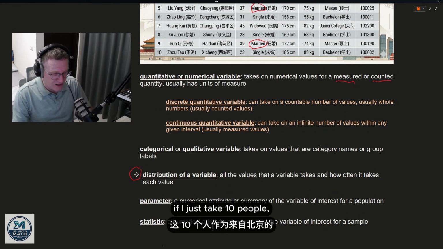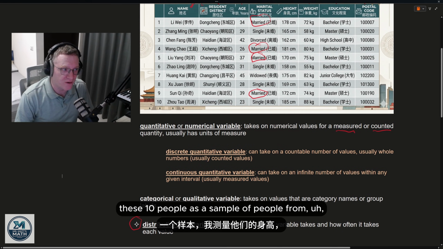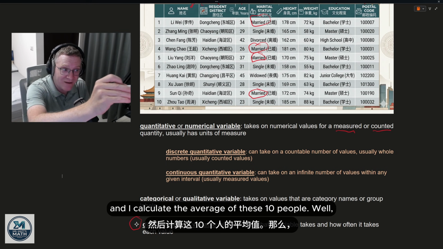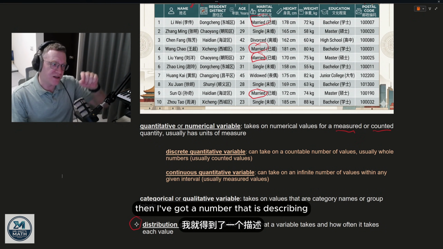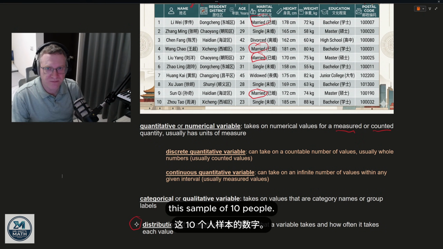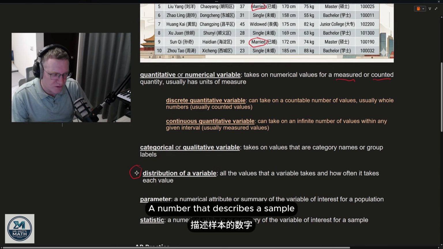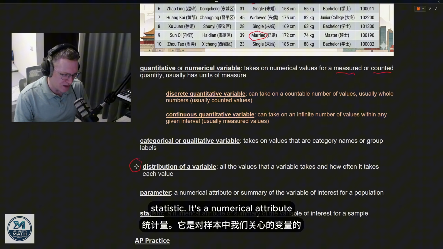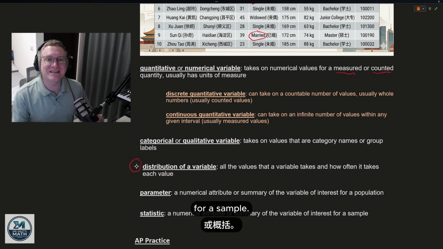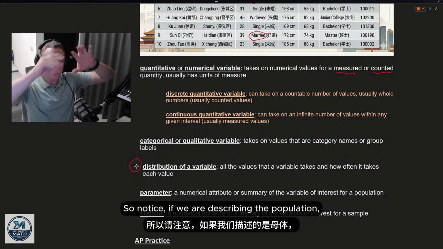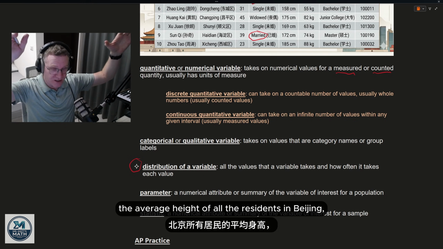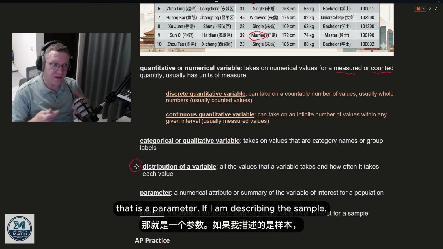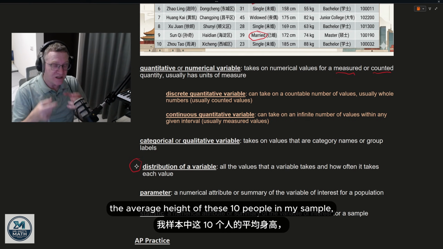Now, if I just take 10 people as a sample of people from Beijing, and I record their heights, and I calculate the average of these 10 people, well, then I've got a number that is describing this sample of 10 people. A number that describes a sample of people is called a statistic. All right, that's this last word here, statistic. It's a numerical attribute or summary of the variable of interest for a sample. So notice, if we are describing the population, the average height of all the adult residents in Beijing, that is a parameter. If I am describing the sample, the average height of these 10 people in my sample, that number is called a statistic.